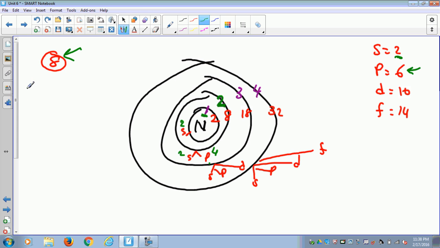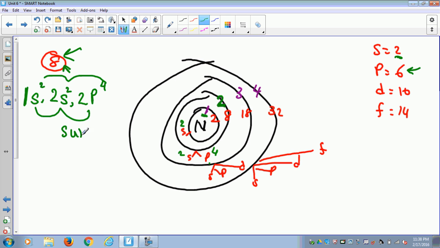I have energy level 1, sublevel S, that has 2 electrons. Then energy level 2, sublevel S, 2 electrons. Energy level 2 again, same thing, because 2 has 2s and 2p, which has 4. So if you put it together, it's 8 electrons. These are the sublevels, and these are the energy levels, energy level 1 and energy level 2.